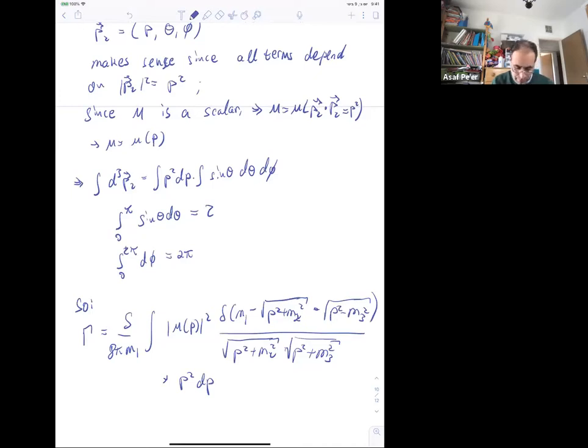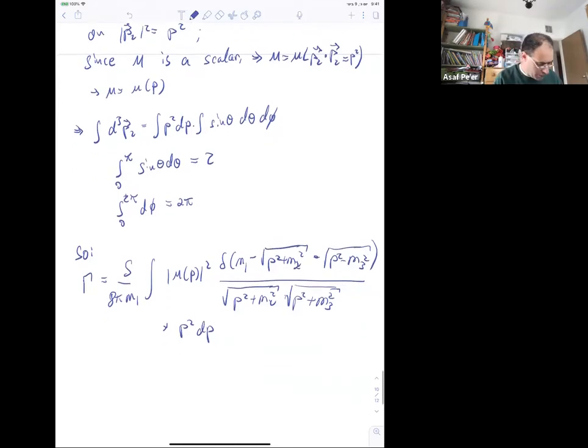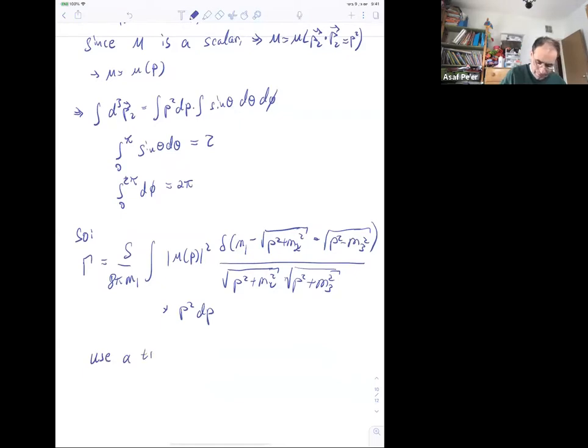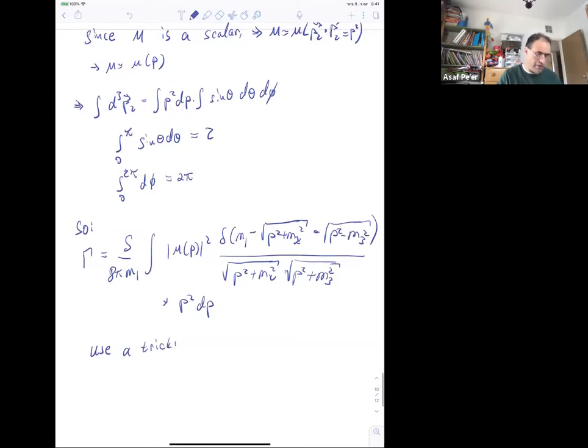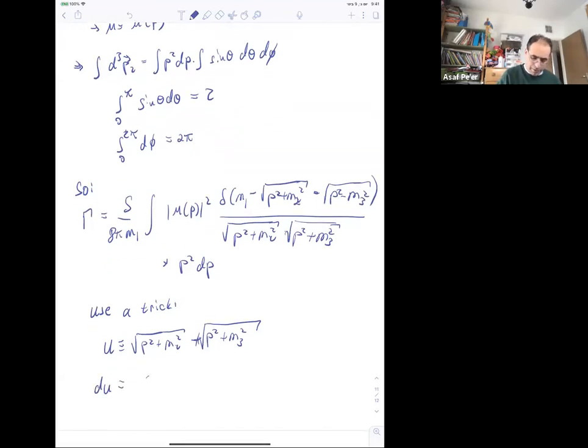Okay, we're nearly there. We still have one delta function, which we did not use, which is great because we're going to use it to cancel the last integral. But in order to do it properly, we use a trick. So we make a change of variable, essentially. We change variable to u, which is defined as square root of p squared plus m2 squared plus square root of p squared plus m3 squared. And then du, right, is just u times p divided by square root of p squared plus m2 squared times square root of p squared plus m3 squared times dp.